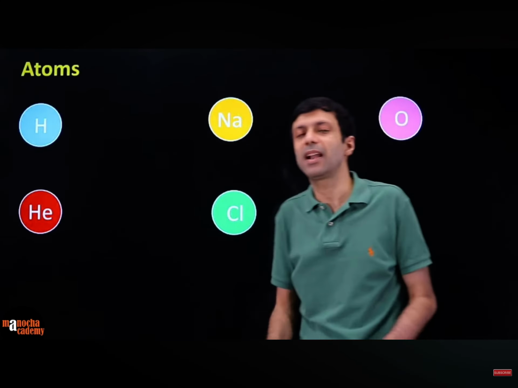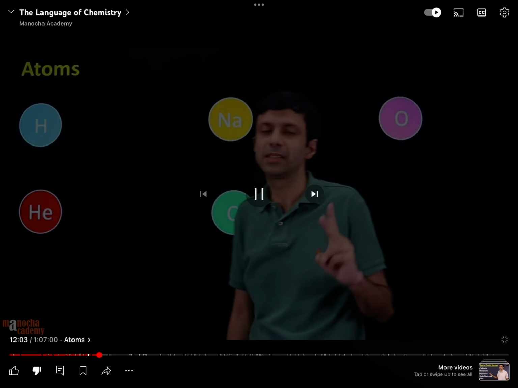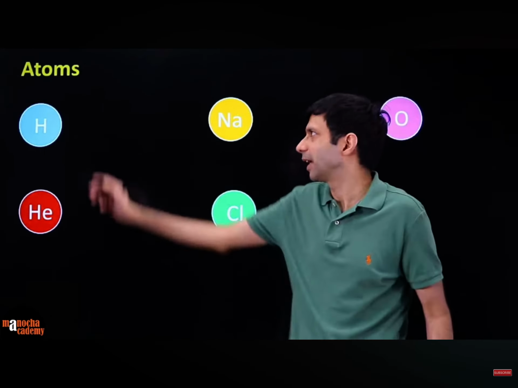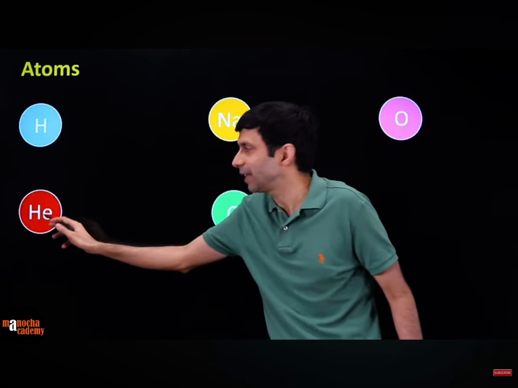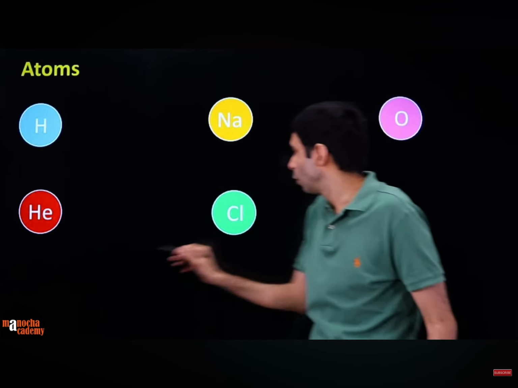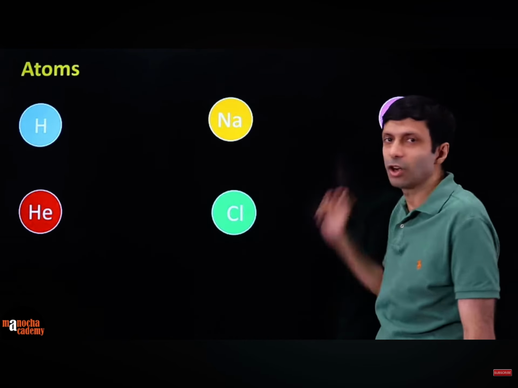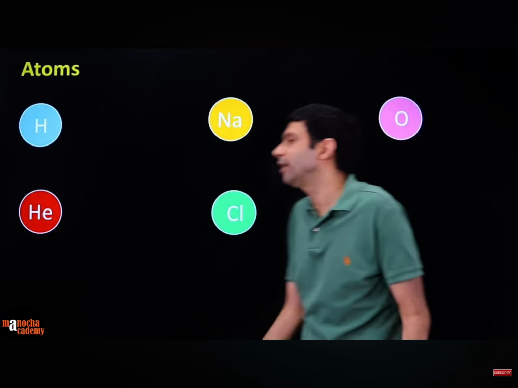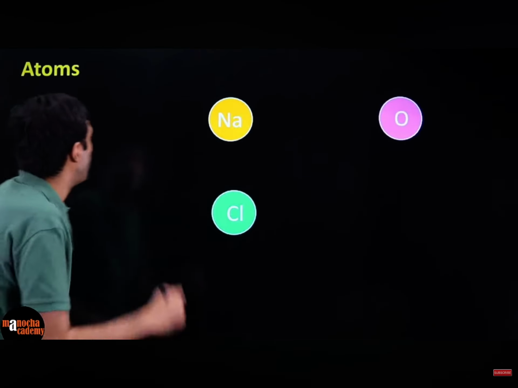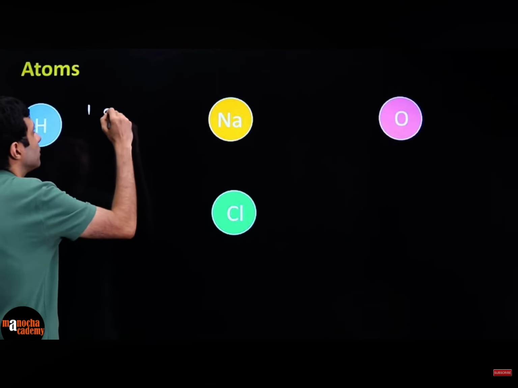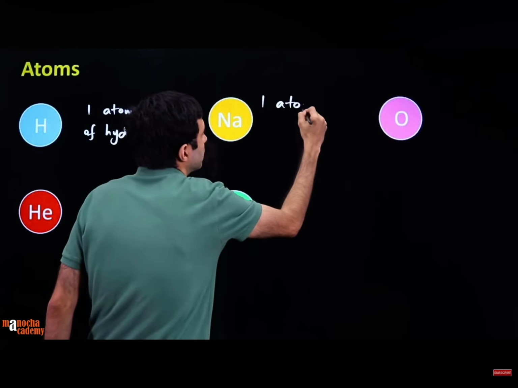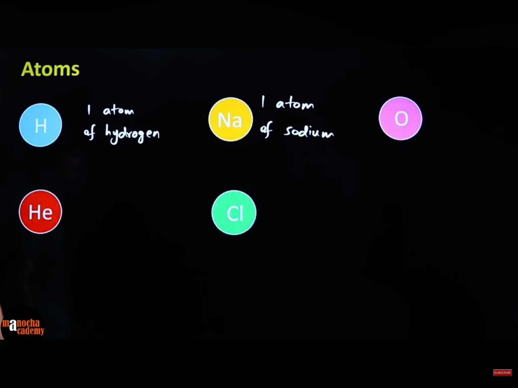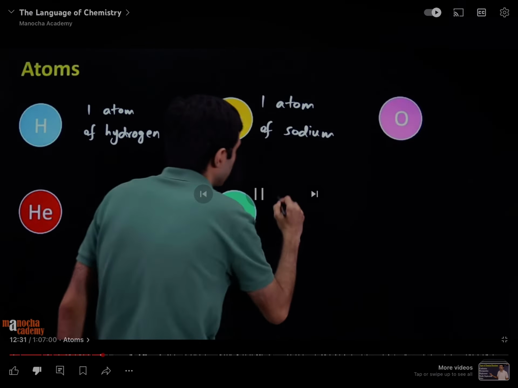And all these symbols are either one letter or two letters, and the first letter should be capital. Like hydrogen is just one H. Sodium is Na. Helium is He, okay. Chlorine is Cl. Oxygen is O. So what we are really representing here is, this is one atom of hydrogen. Similarly here, one atom of sodium, and so on. Okay. So there's one atom of chlorine gas.